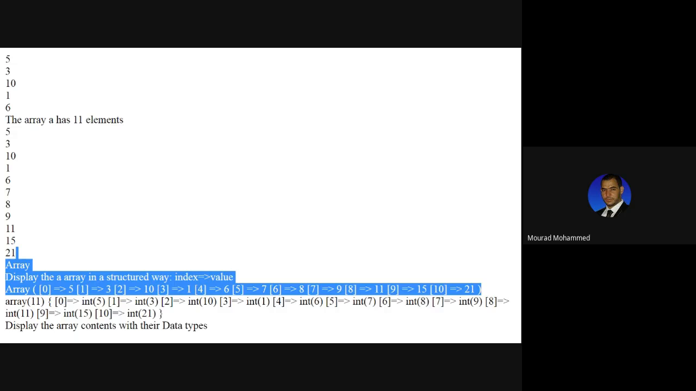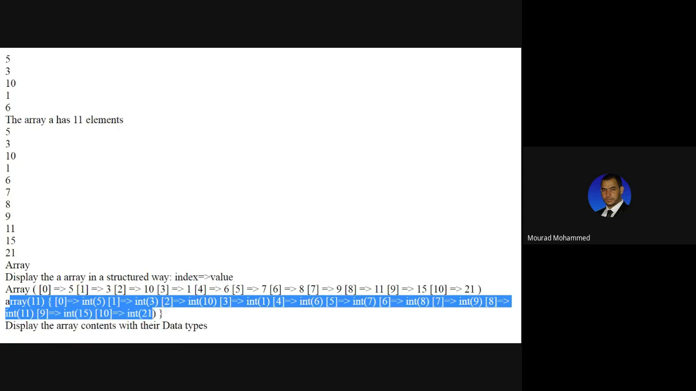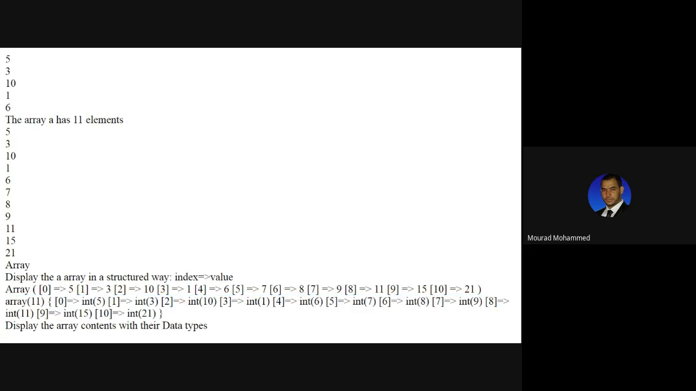Did we miss something? Actually, because the order, I'm seeing the order in a different way here. It is bringing to us the array. Here's the data type. This is because of the var dump, but why it is swapping the order? We discussed later. So display the array content with their data types.